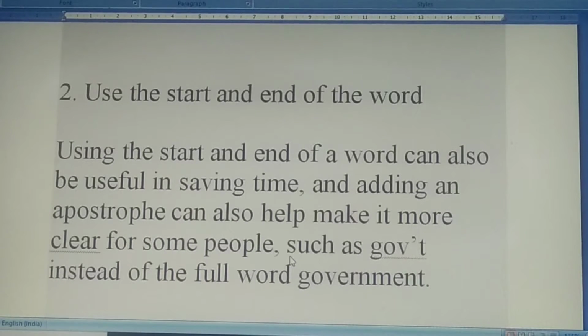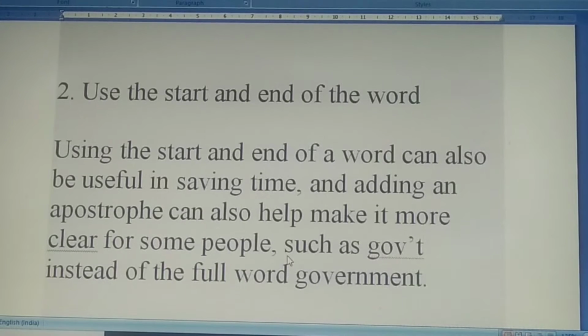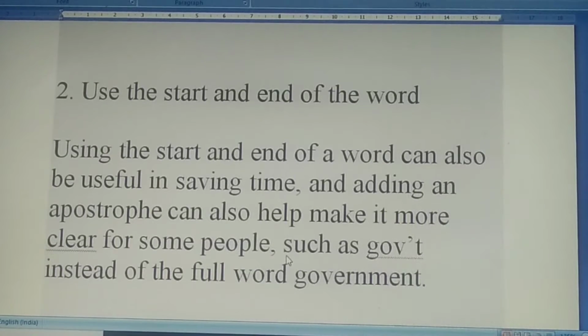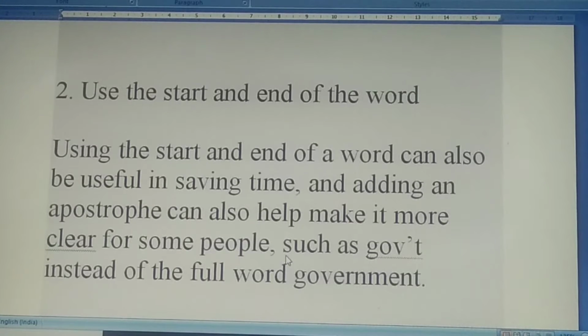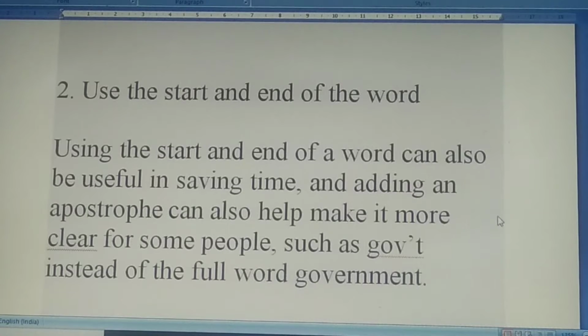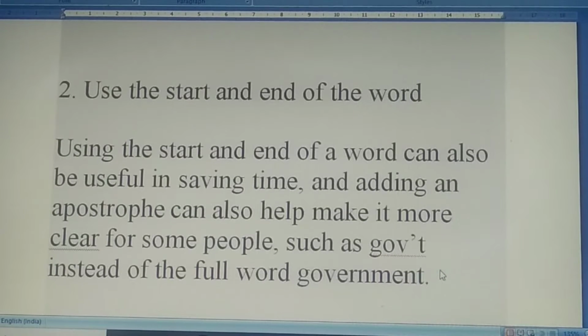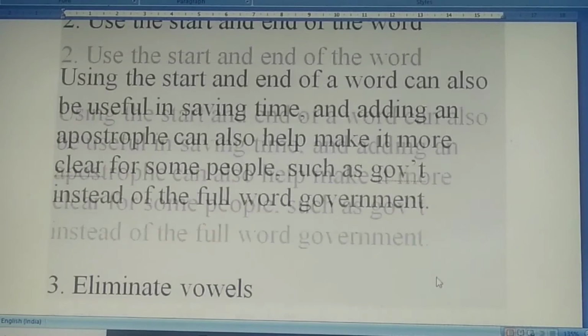Second, use the start and end of the word. Yes, this also makes the word clear to the readers. Generally, this is what we do: take the first part and the end of the word. Using the start and end of a word can also be useful in saving time, and adding an apostrophe can also help make it more clear for some people, such as gov't instead of the full word government. It is very difficult to write that big word, so you have to write it like that, gov apostrophe t.